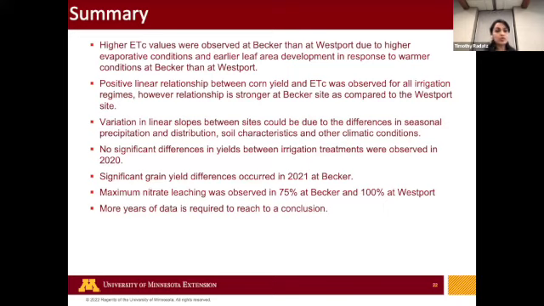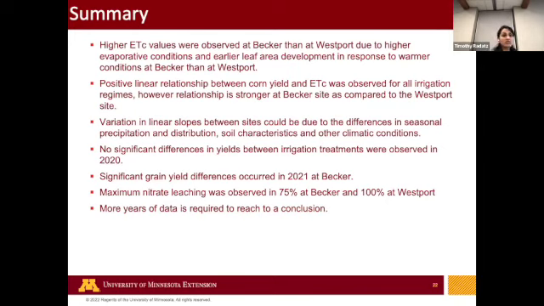So in summary, for this project, we found that higher evapotranspiration values were observed at Becker Research Farm than at Westport due to higher evaporative conditions and earlier leaf area development in response to warmer conditions at Becker than at Westport. So the weather plays a really important role. The location of your field, where the field is and how the climate behaves, the water use really depends on those factors.